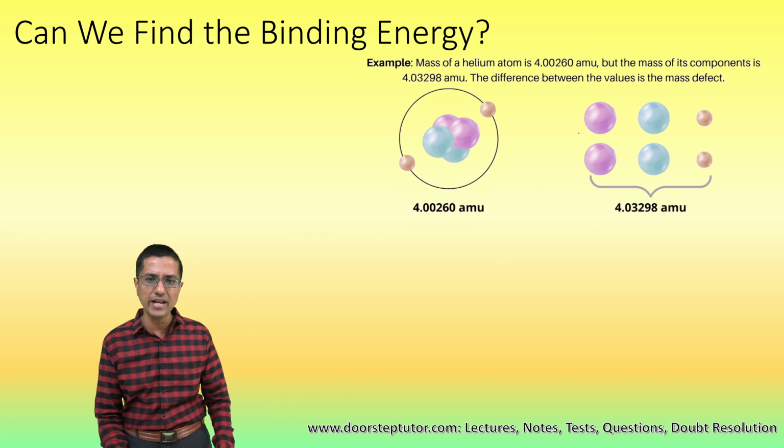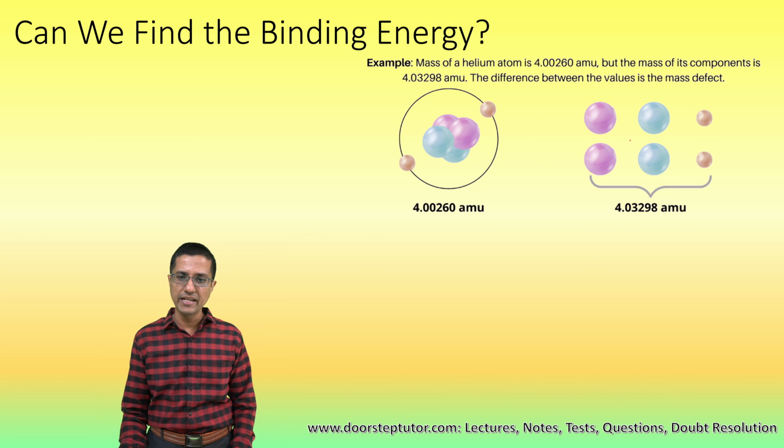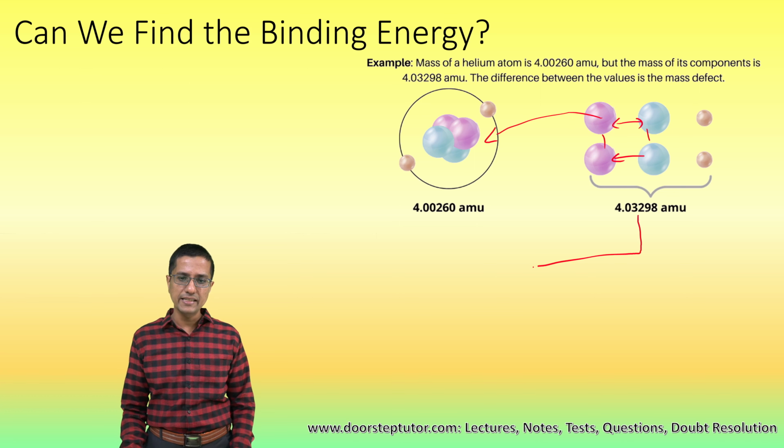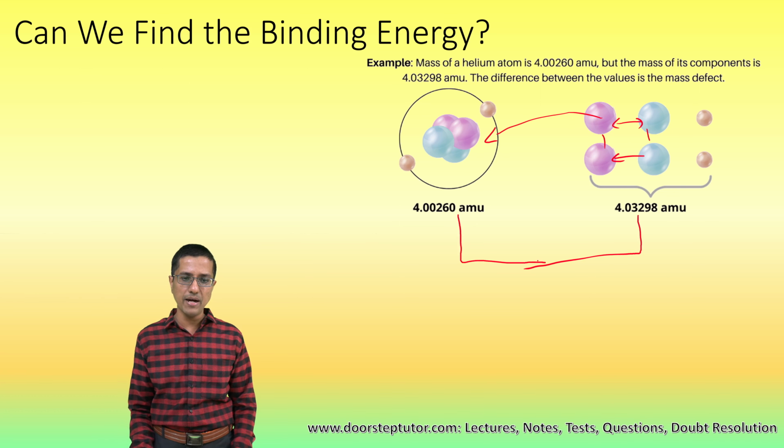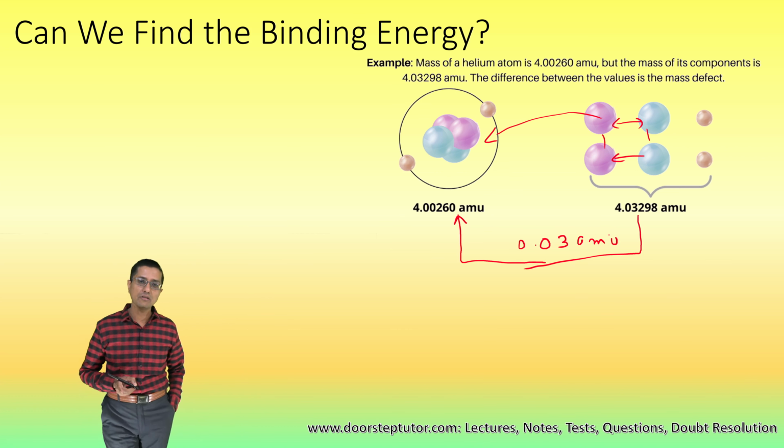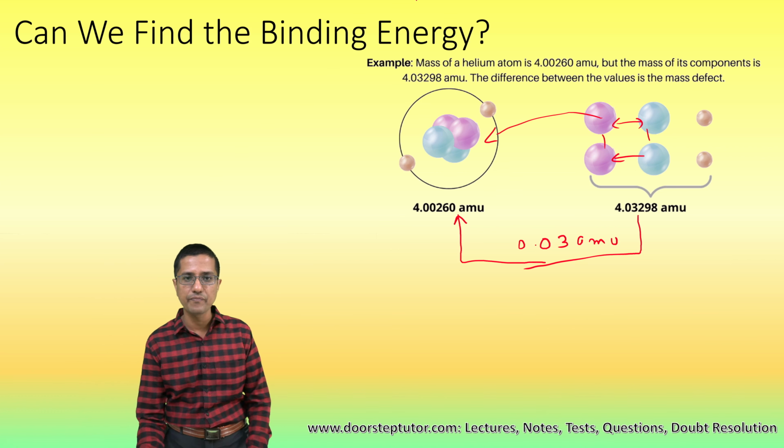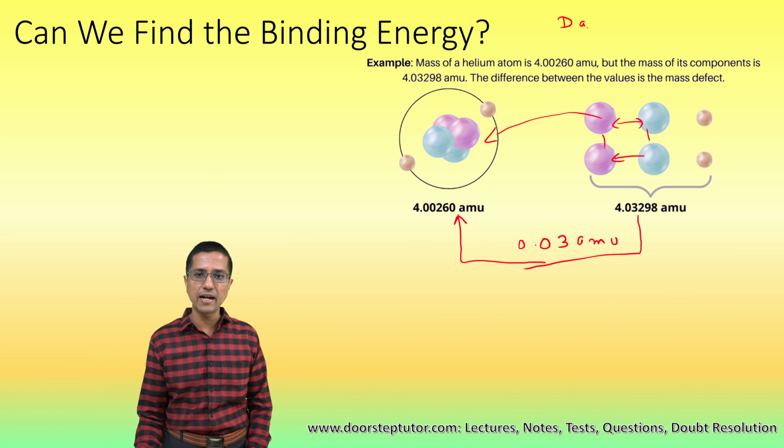So first, let us revise what is the mass defect. These are the four nucleons, two neutrons and two protons. They have come together inside the helium nucleus, and in that process there is a reduction in the mass. The net mass is actually reduced by 0.03 AMU. AMU is the atomic mass unit, also known as Dalton.